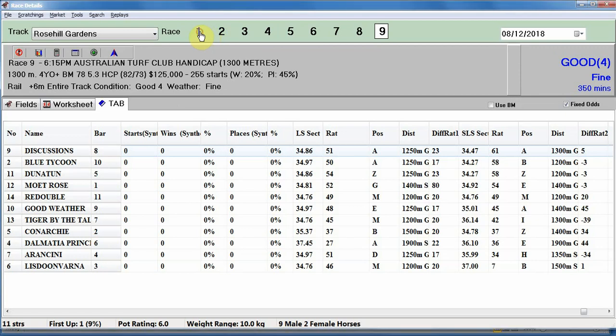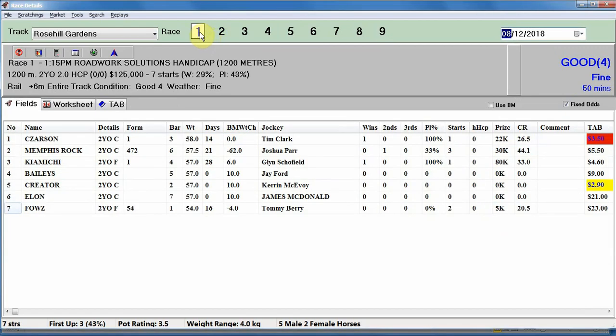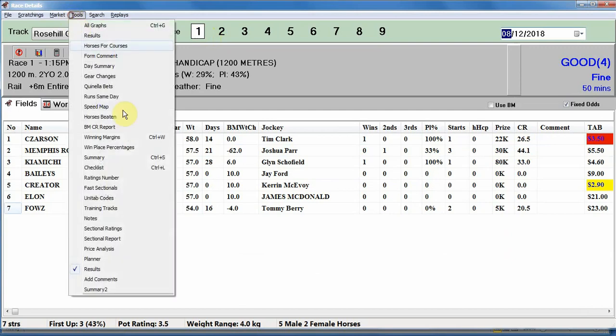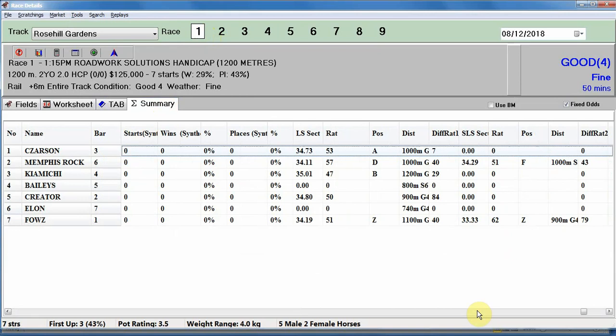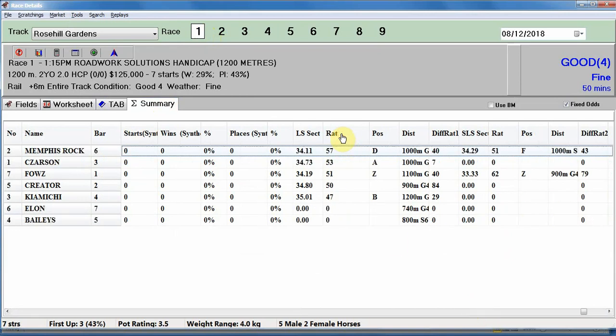So going back to race 1, 2-year-old race with only a few starts, but we'll do this anyway. So tools, summary, clicking across. Again, we could make it bigger on this screen, but it doesn't matter. So 2 and 1 are on top in terms of the rating, followed by 7. So again, you've got to decide on what you're going to do. 7's not that far behind the other two.